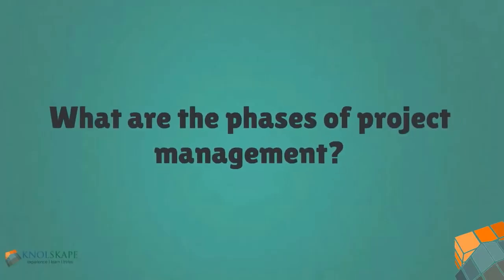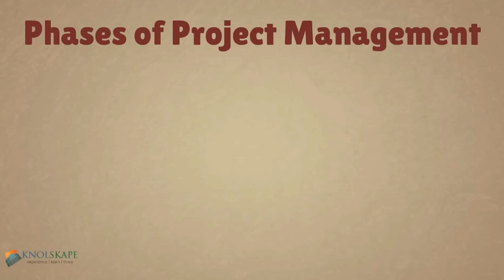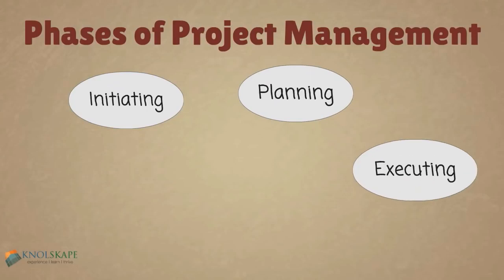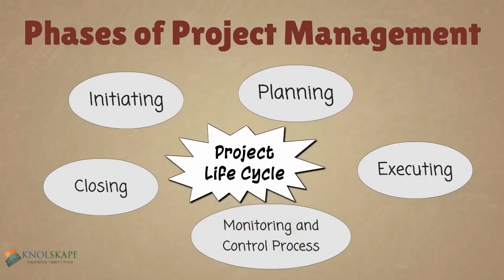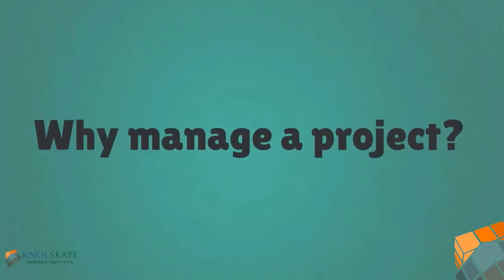What are the phases of project management? Projects are divided into phases such as initiating, planning, executing, monitoring and control process, and closing. Collection of these phases is called a project life cycle. The phases sound simple enough.